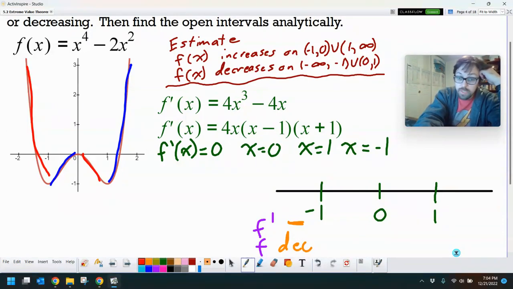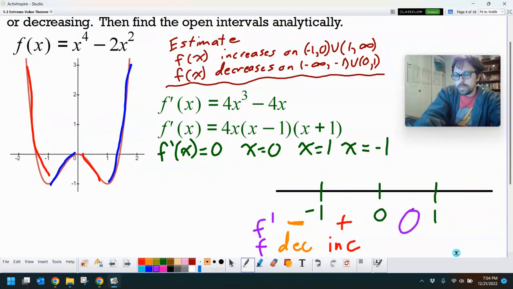If we check something between negative 1 and 0, like negative a half, this will be positive, negative a half plus 1. That'll still be positive. This will be negative. That'll be negative. So overall, a negative times a positive is going to be positive. And since the derivative is positive, our original function is increasing.